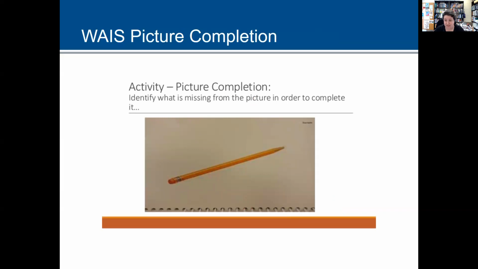And then picture completion. You're asking the person to look at the picture and identify what's missing. In this case, it is the lead from the pencil, for example, but it gets much more complex as you go through.